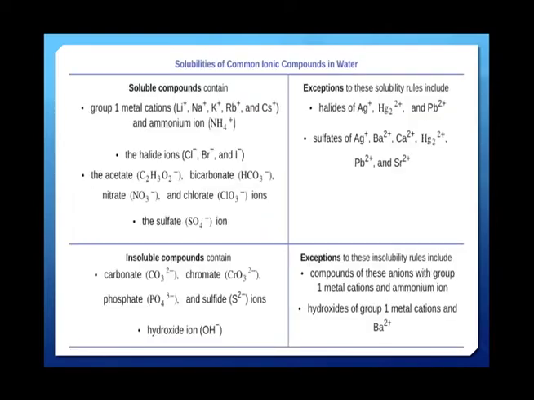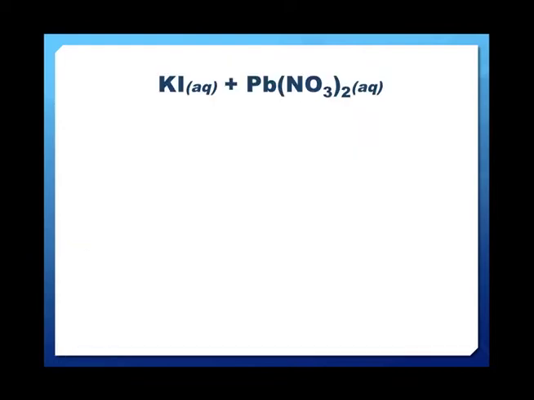A table like this is a good thing to refer to when trying to predict how ions will interact with one another. And to see whether a precipitate will form, we simply need to see if it meets any of these criteria. For example, let's say we react potassium iodide and lead nitrate in aqueous solution.